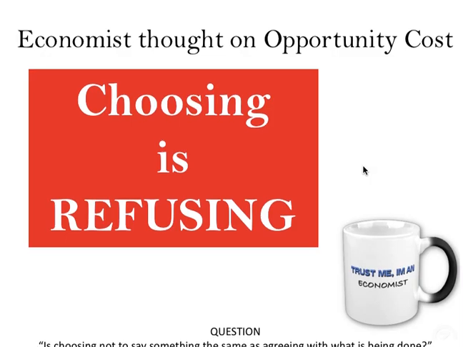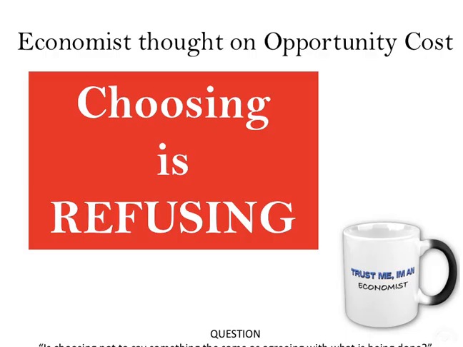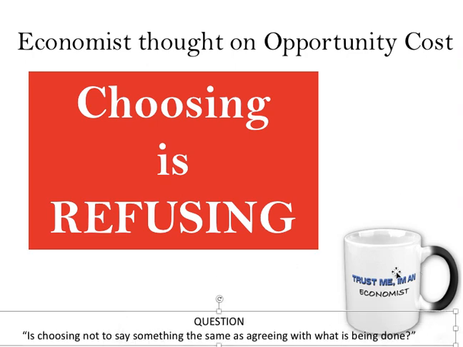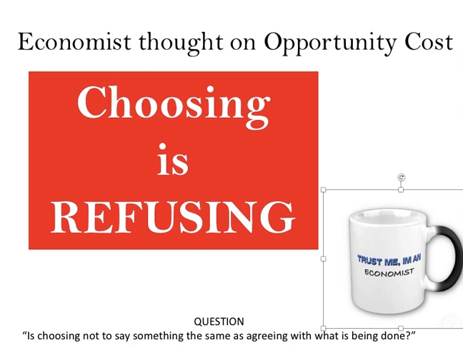Here is a quote that my economics class discusses each year. The quote is simply asking, is choosing refusing? Do you agree with that? It's kind of difficult to see in this video, but there is a question right here, saying, is choosing not to say anything the same as agreeing with what is being done? So here is how an economist would define opportunity cost. Choosing is refusing.